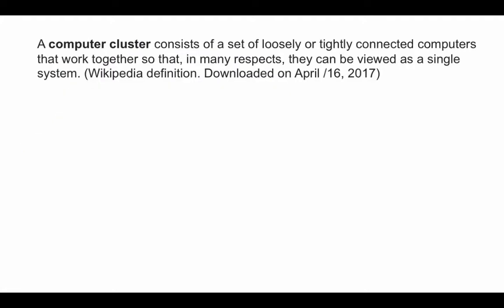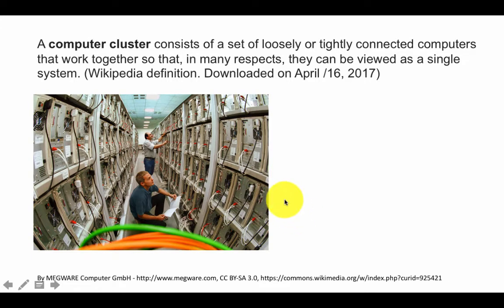The formal definition from Wikipedia of a computer cluster is: a computer cluster consists of a set of loosely or tightly connected computers. When we say loosely or tightly connected, we're not talking of physical connection between the computers. It's more like a network connection. They're not literally wired together by bolts and nuts. It's connected so that they can exchange data. In many respects, this combination can be viewed as a single system. This is just an example of a cluster. Each of these individual things you're seeing here is a computer, so this whole thing may be several thousand computers connected into a single cluster.